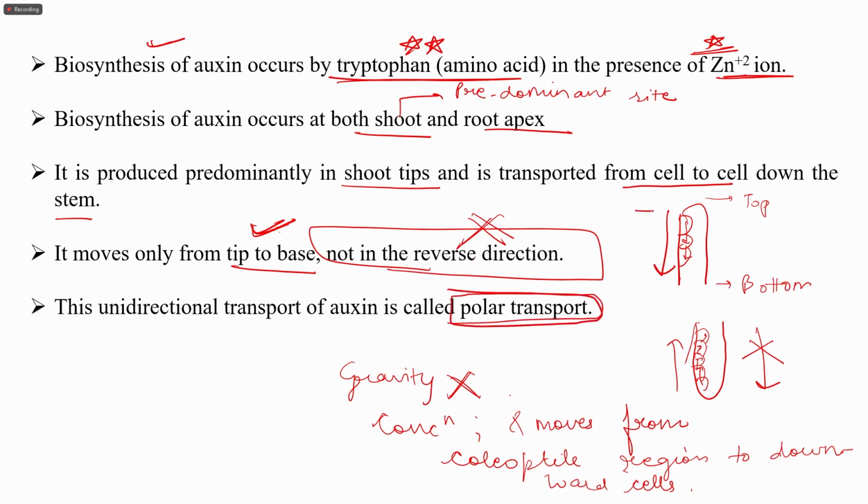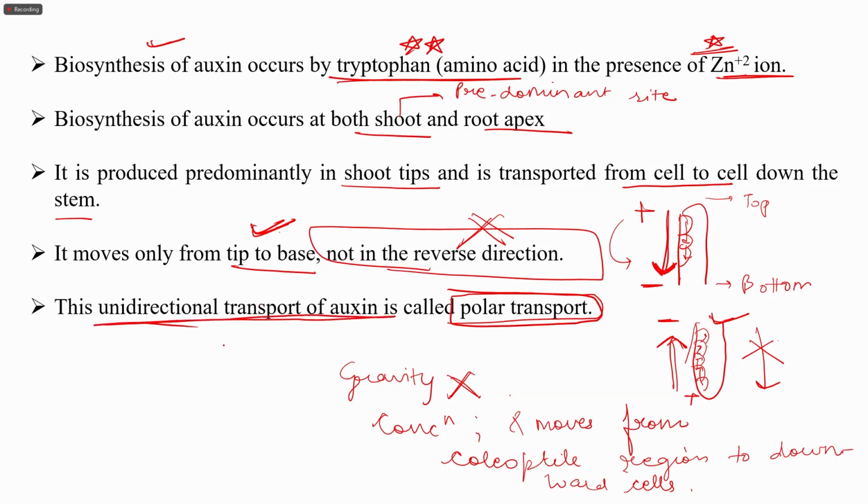For example, if I call it the positive end and I call it the negative end, it will always move from positive end to negative end. So there is always a polarity. The direction may change if I reverse the stem, but that does not mean that the polarity has changed. Polarity remains the same, and this unidirectional transport of auxins is called the polar transport.